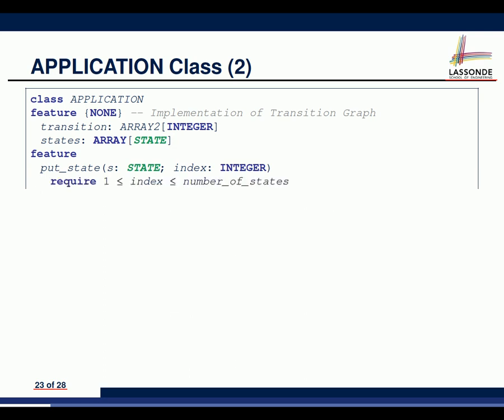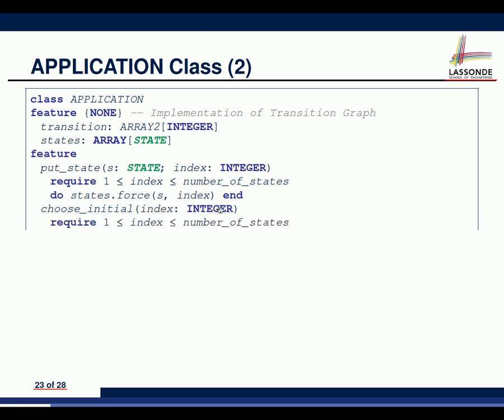Okay. Basically, you can put the states, and now you want to make sure the index is valid for the states array. Okay, and then just put it. You can use the force feature. I'll show you exactly how that works. And also, you can choose the initial state over here, given some index that's valid. Okay, and also you can put a transition. This one is also interesting. How exactly do you put a transition into the two-dimensional array? Given the target state, given the source state, and given the choice, you want to make a transition.